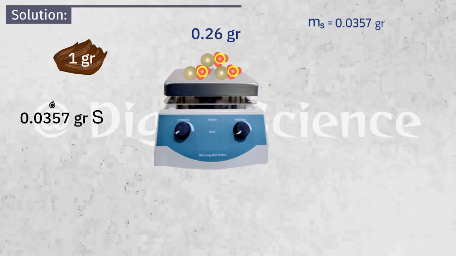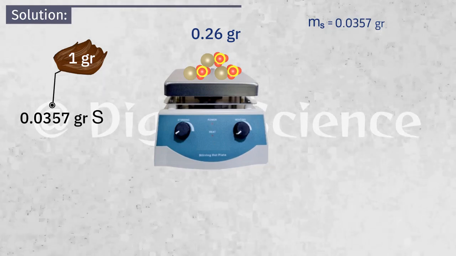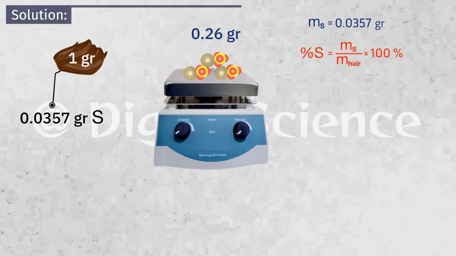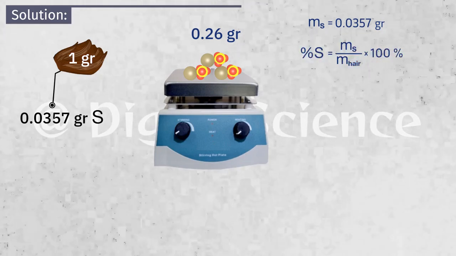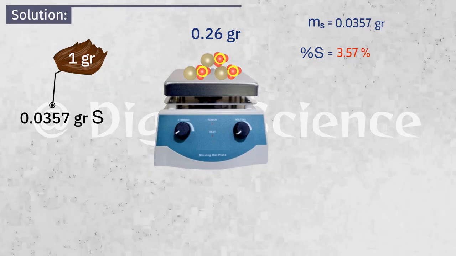Overall, in 1 gram of hair sample there are 0.0357 grams of sulfur. The mass percent of sulfur is the mass of sulfur over mass of hair multiplied by 100%. The result is 3.57%.